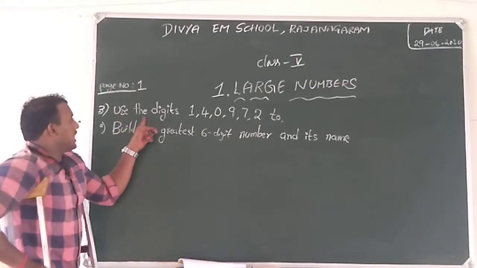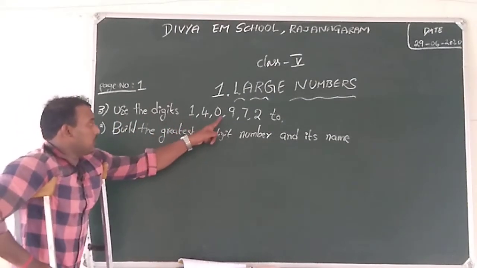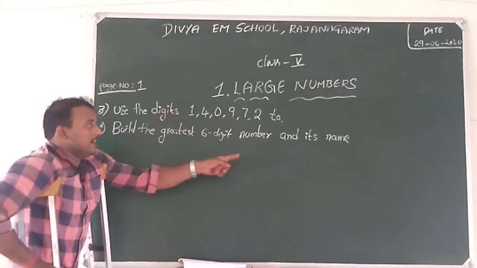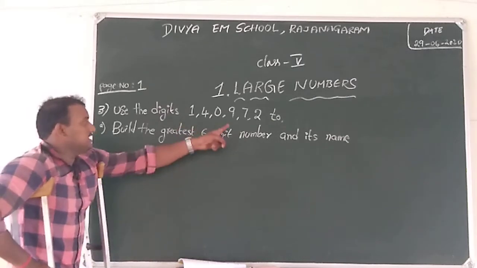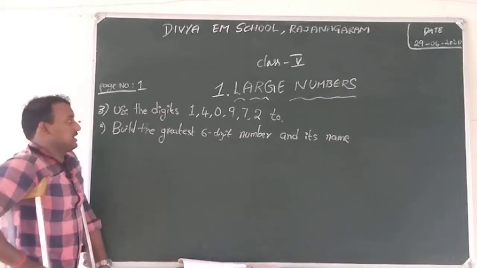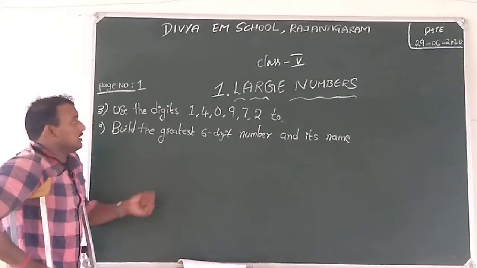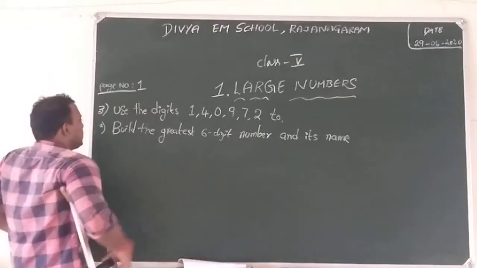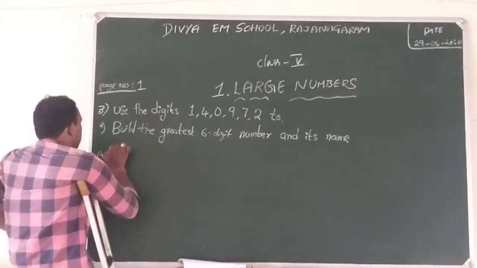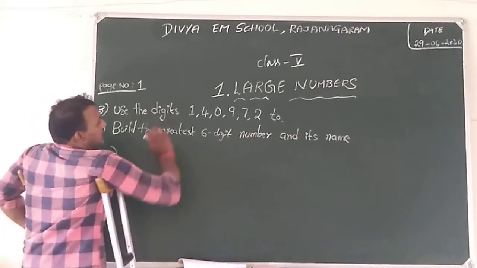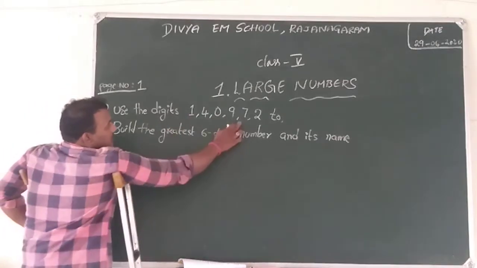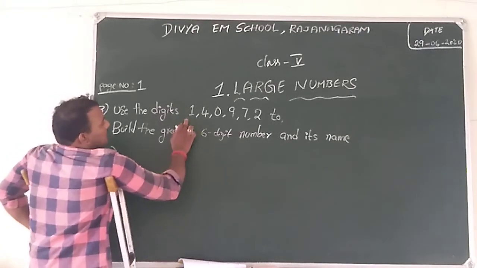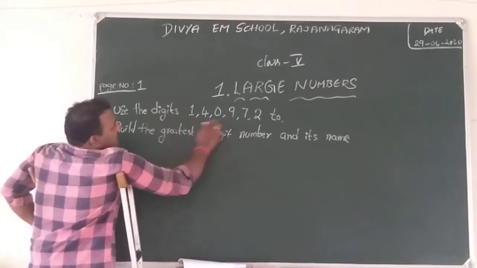That is, use the digits 140972 to build the greatest 6-digit number and its name. So using these digits we need to find out the greatest 6-digit number and we need to write the name of that number. So let's find out the greatest 6-digit number. To build the greatest 6-digit number, we need to find out the biggest number from this and then the second biggest number like that. Okay. So first find out the biggest number from among all these numbers.